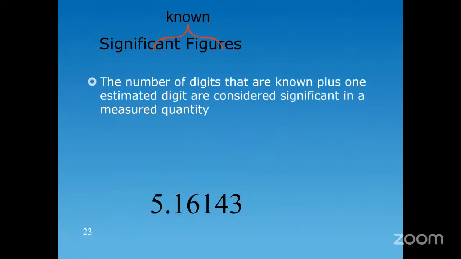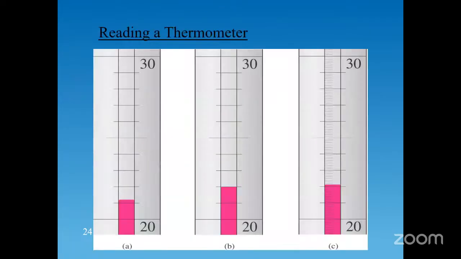But first, I want to talk about how we determine the number of significant digits directly from an instrument. Now remember, the significant digits in a measured value are those digits that you're certain about plus one, which is an estimated digit, which you're not certain about, right?